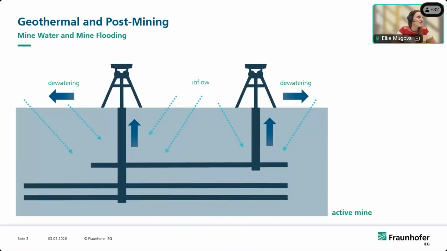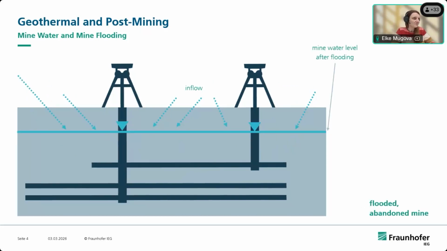So maybe first of all, we need to look at a schematic image of an underground mine with the shafts and, horizontally, the galleries. During active mining, groundwater is always flowing inside the mine, so they have to pump the groundwater, or then the mine water, out of the mine. But in the decommissioning phase, when the mine is closed, the water is still flowing inside the mine, but the pumps are switched off.